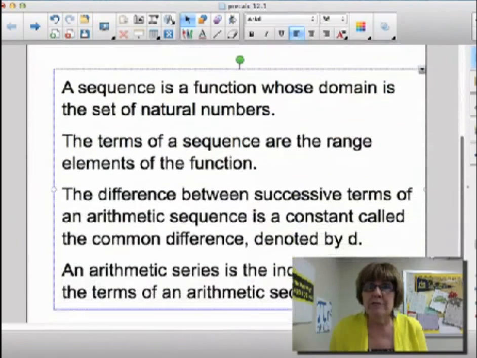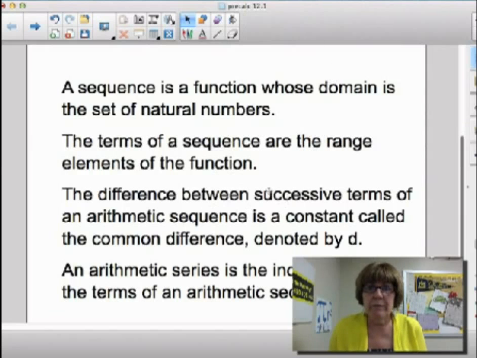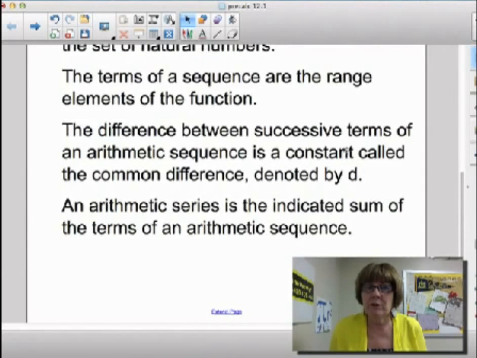A sequence is a function whose domain is a set of the natural numbers, so the counting numbers. The terms of the sequence are the range elements of the function. The difference between successive terms of the arithmetic sequence is a constant called the common difference and is denoted by d. An arithmetic series is the indicated sum, so what you do is take all the terms of the sequence and add them together, and you have what's called a series.